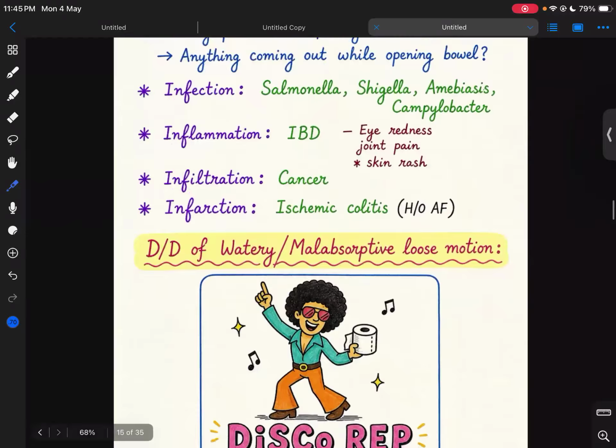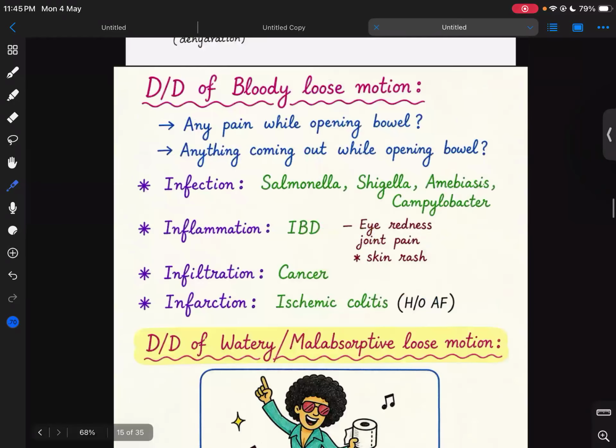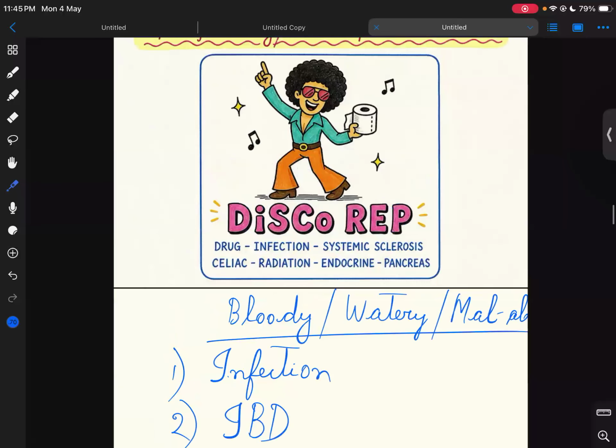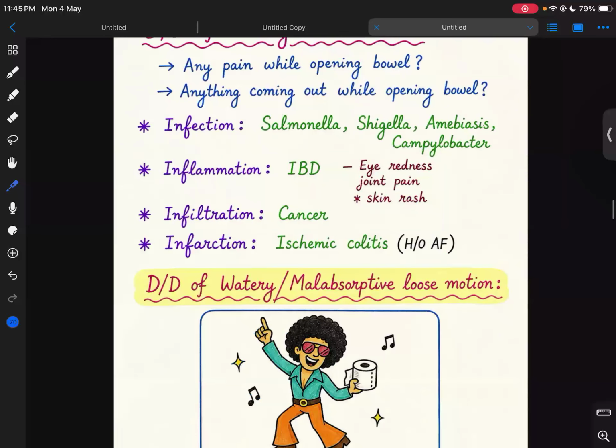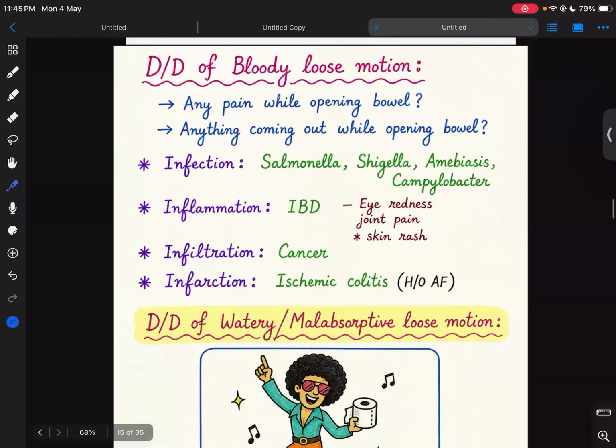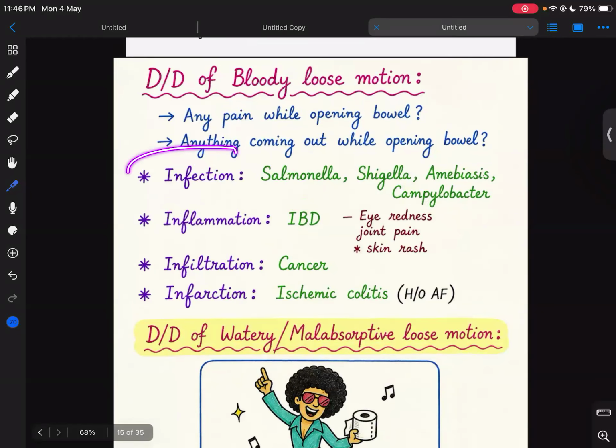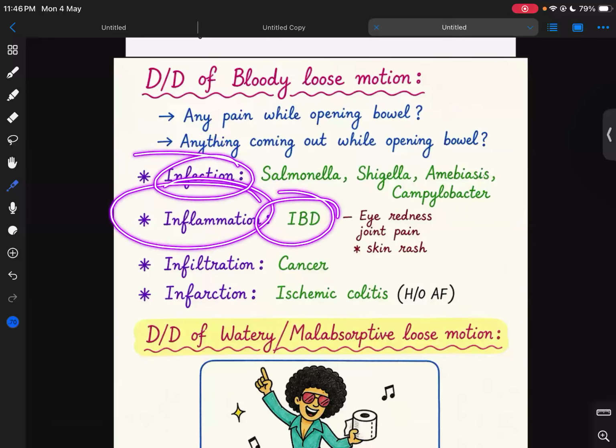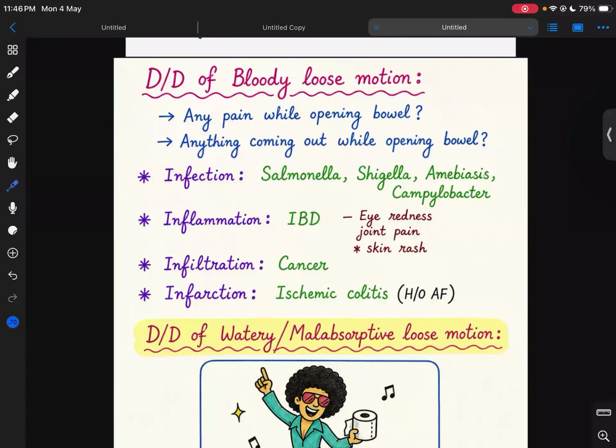Even if the patient denies any extra-articular manifestation of IBD, like eye redness, joint pain, or skin rash, even in the absence of them, you can keep IBD as your differential diagnosis. And for any case of loose motion, we have to rule out infection also. So infection and IBD are a common DD for every kind of loose motion. Let's keep this in mind.